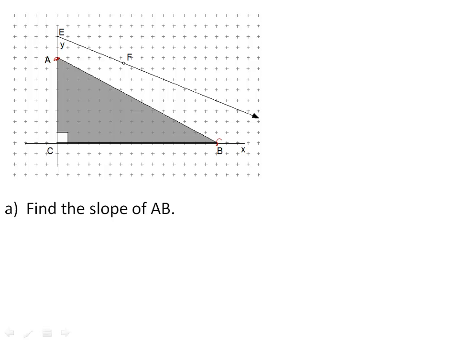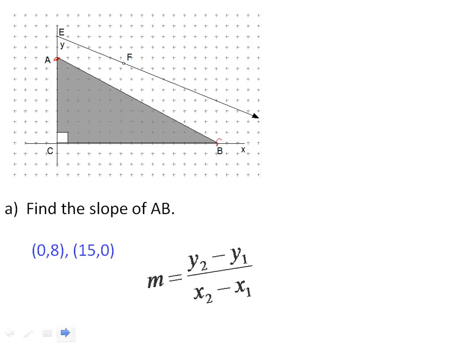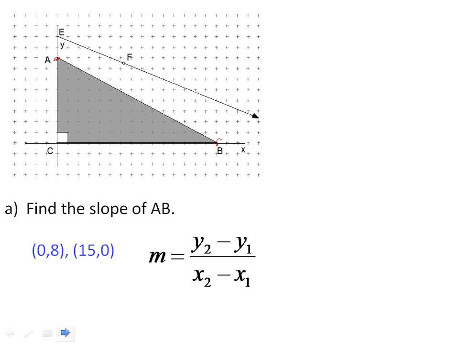One way is to see that the y-intercept is (0, 8), and also that the x-intercept is (15, 0). So we use those 2 points to determine the slope: (0, 8) and (15, 0). Using the slope formula, which I think some of you have forgotten from last year, find the difference in the y-coordinates over the difference in the x-coordinates.